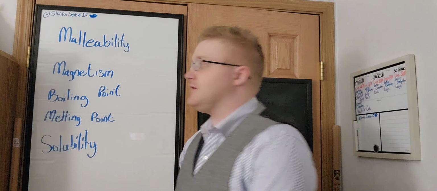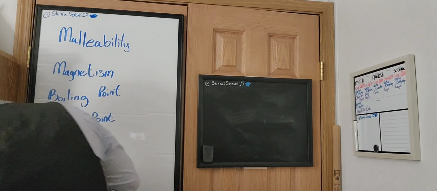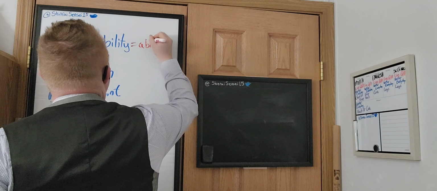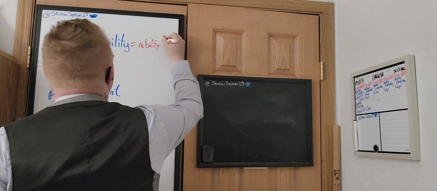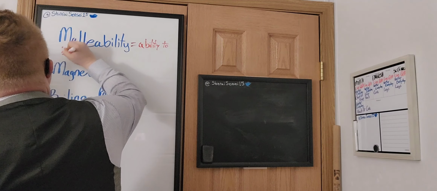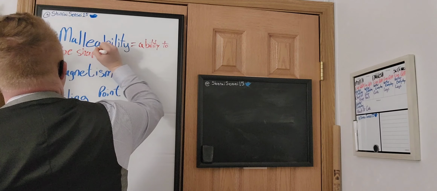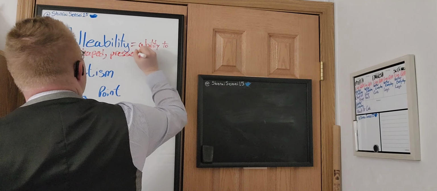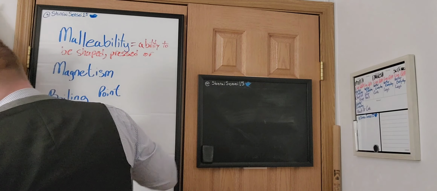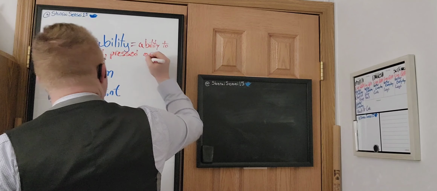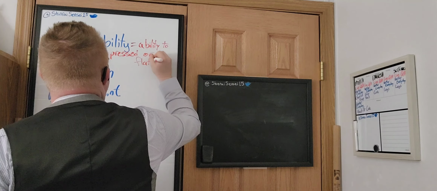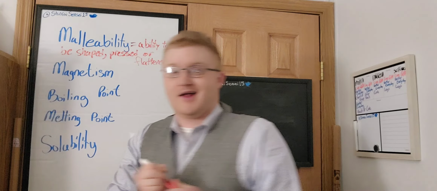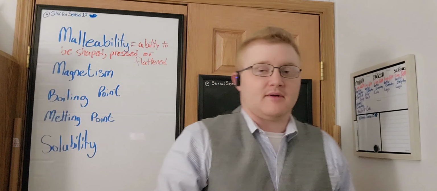So, malleability equals the ability to be pressed or flattened, which, I mean, you'd kind of think that pressed and flattened would be the same thing, but I suppose not in their mind, but in my mind it would be. Right? Magnetism.